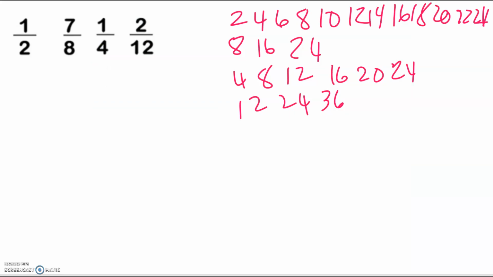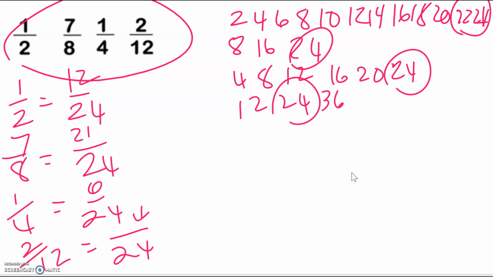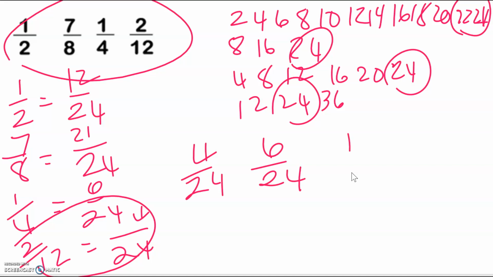So I've written down each multiple, so I've got my multiples of 2, my multiples of 8, my multiples of 4, and my multiples of 12. And now I can find the lowest common multiple, which is 24. So I'm going to have to change all of these fractions into 24ths. Again, I'm going to pause and bring it back. So now I have them all in 24ths, I can put them in ascending order, starting with 4/24ths, because that's the smallest one. Then I'll have 6/24ths, 12/24ths, and 21/24ths.